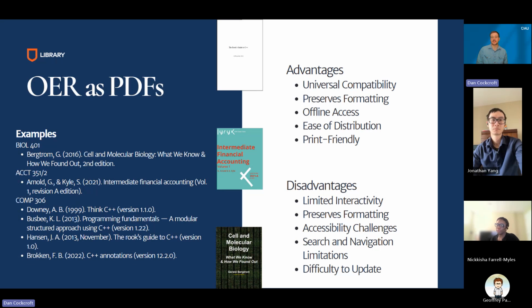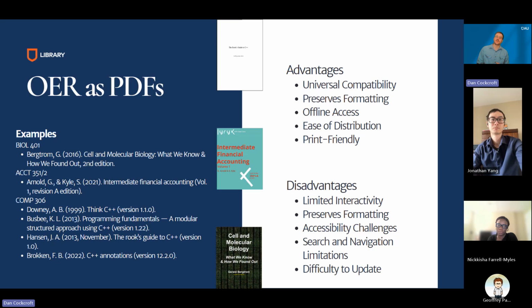The disadvantages are that they have limited interactivity, right? They're essentially images, so no interactives, no videos, that type of thing. Another disadvantage is that it preserves formatting, right? So if you have an error, it's stuck in there. There's accessibility challenges with PDFs too. I believe there are ways you can make PDFs more accessible, but they're still not ideal. There are also search and navigation limitations. I know for some PDFs you can link the table of contents so you can jump around, and some PDFs allow you to search. Others are just OCR'd, so they're scanned in as images, so you can't search the text.